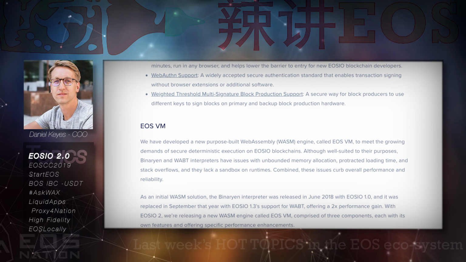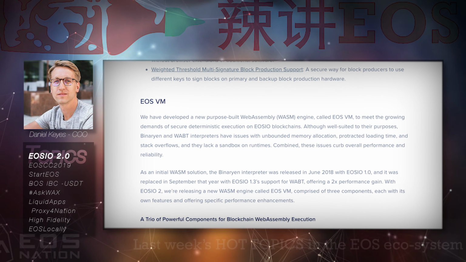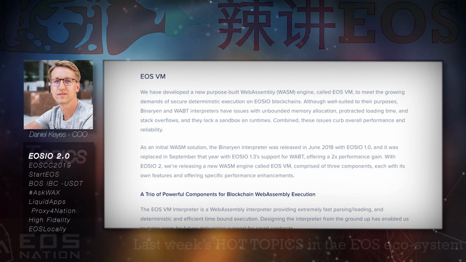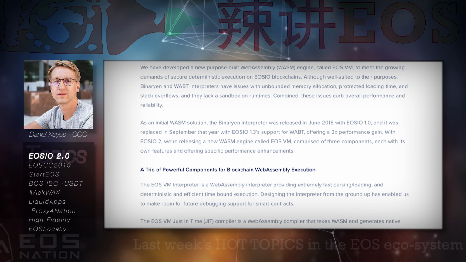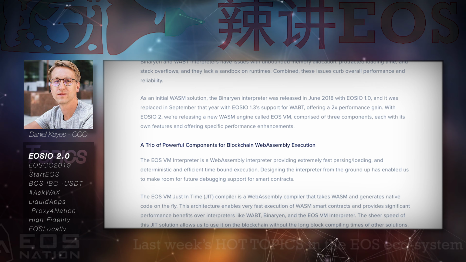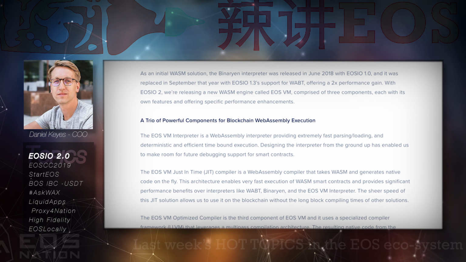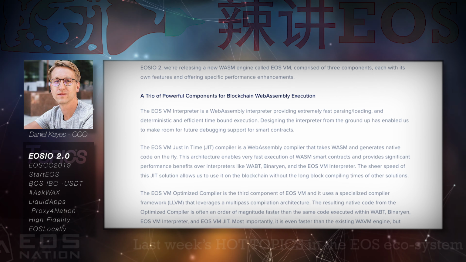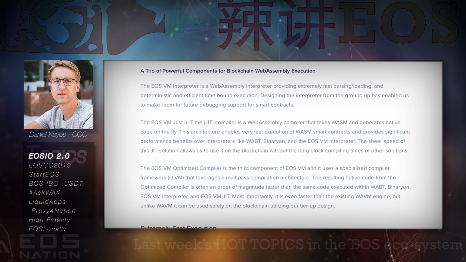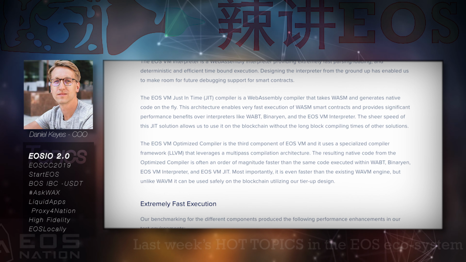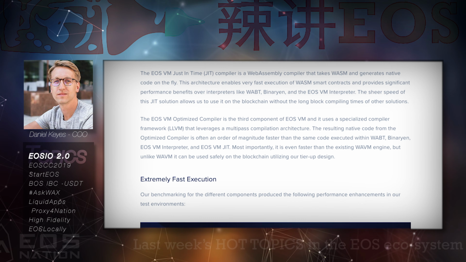EOS VM. This is a high-performance WebAssembly engine and it's specialized for blockchain applications. Processing smart contracts with EOS VM will use network resources like CPU and RAM more efficiently and boosts overall performance substantially. It's 6 times faster than the WebAssembly engine currently used in EOSIO 1.8 and 12 times faster than the engine used in 1.0.